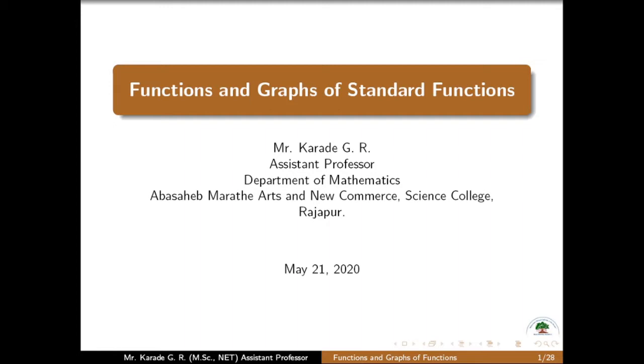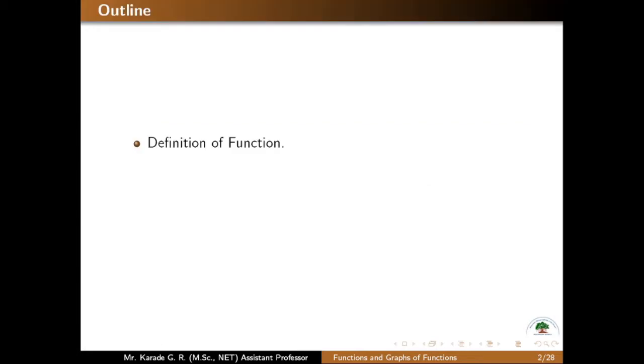In this lecture, we will learn about functions and graphs of some standard functions. Here, we will discuss some points. First is the definition of function. Second is types of functions. Next is some standard functions, graphs of some standard functions, and a website to draw graphs of functions.